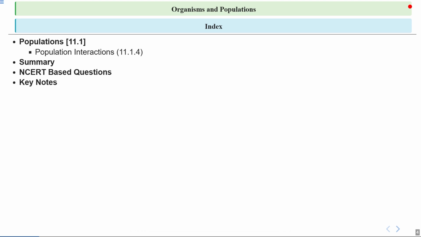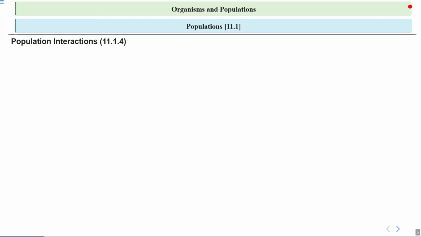We'll discuss some keynotes that will help you memorize these topics, and there will be some interesting questions. With these questions, we will enhance your critical thinking ability. Okay, so let's begin with today's session. Let's start with the topic population interactions. We will see how different species coexist and depend on each other in their natural habitats.